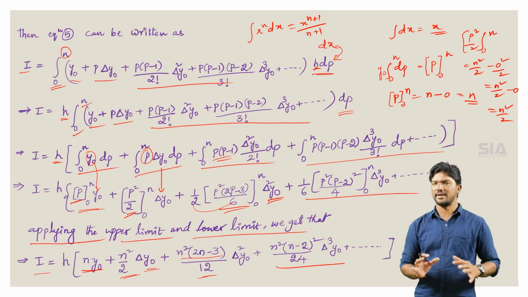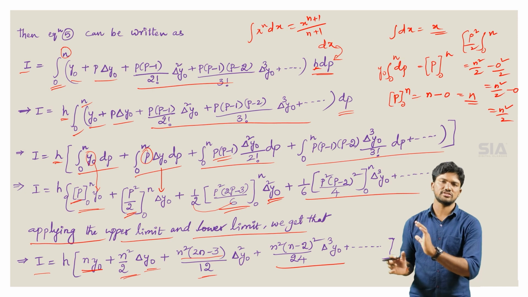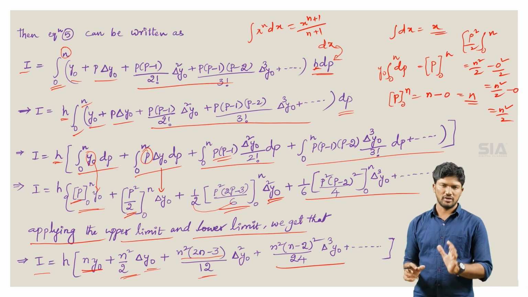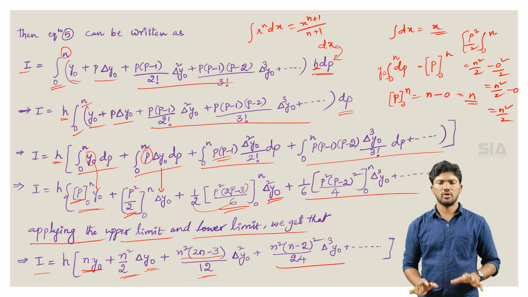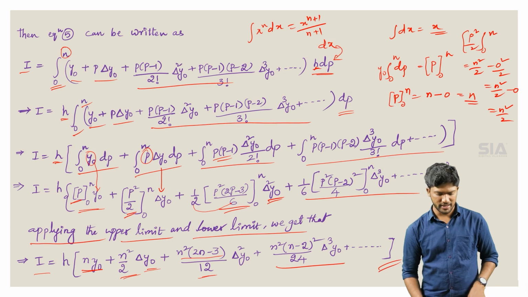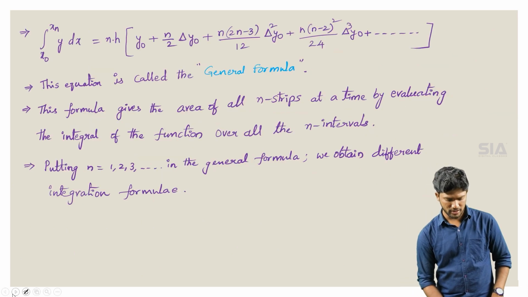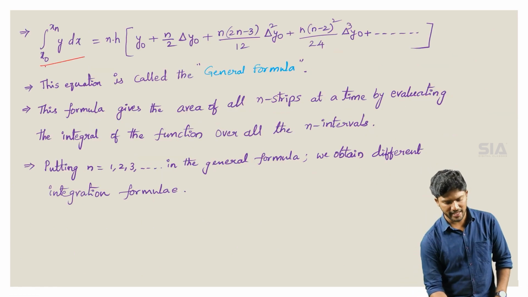Only the upper bound is applied here; if we apply the lower bound, everything becomes zeros. Okay, for the lower bounds zeros, only the upper bound values we write here. So therefore capital I is equal to h into the total value. Now what is that capital I?